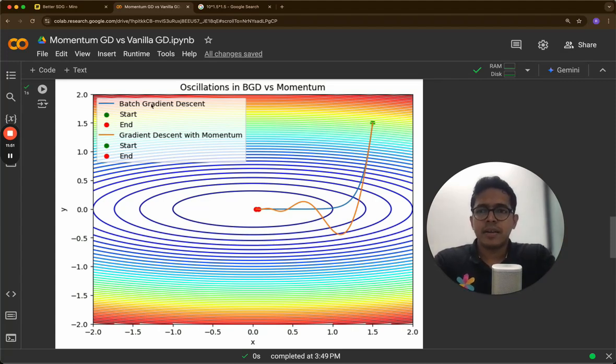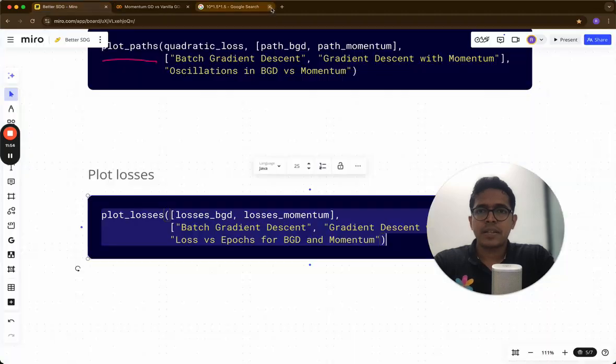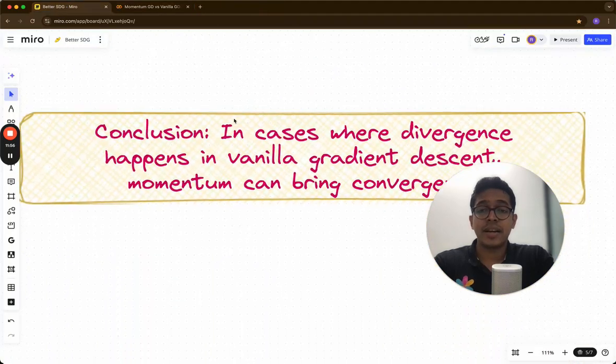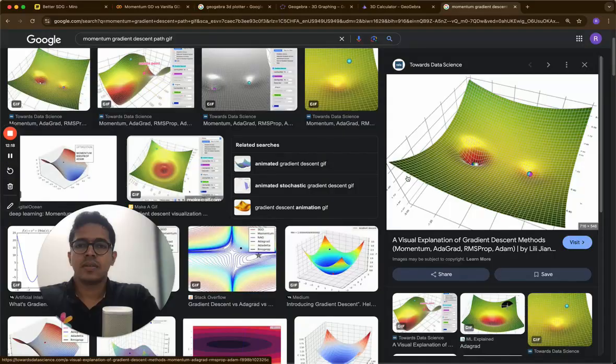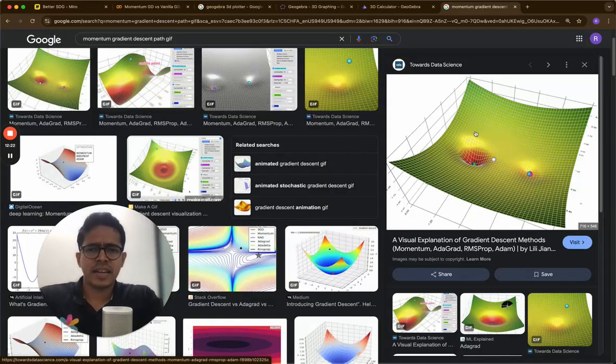So maybe this is a good time to wrap up the lecture. The conclusion that you should ideally have is, in cases where divergence happens in batch based or vanilla gradient descent, momentum can bring convergence. It's very, very efficient. You are considering all the data points. Unlike stochastic gradient descent, you are not discarding any points. You are using every single data point, but you are using a different approach to perform updates to the values of theta.